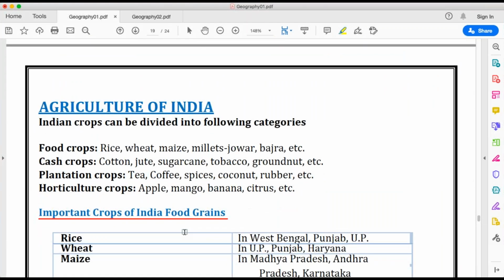Agriculture, very, very important. Agriculture is a very important subsection of geography across the examinations. All four things you should remember. What are food crops? What are cash crops? You don't need to know the definitions, but you should know which crop falls under food crop, which crop falls under cash crops, which crop is plantation, which crop is horticulture.